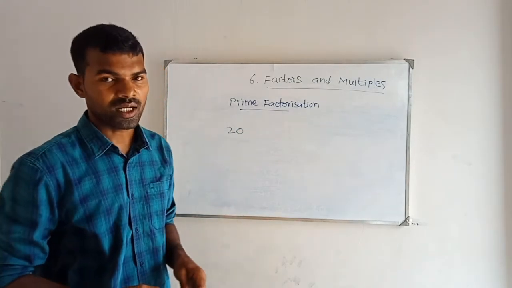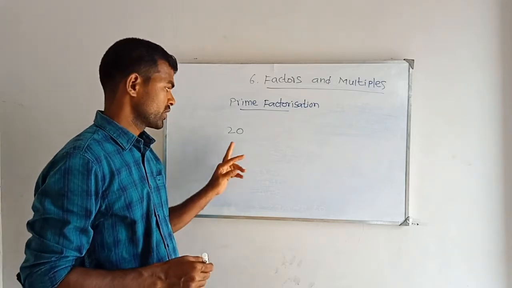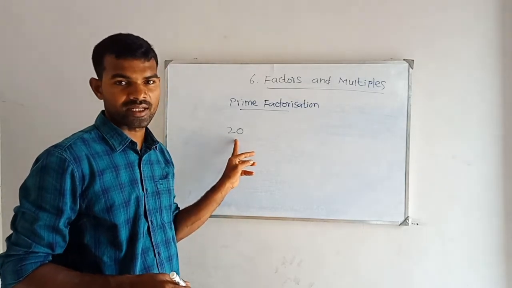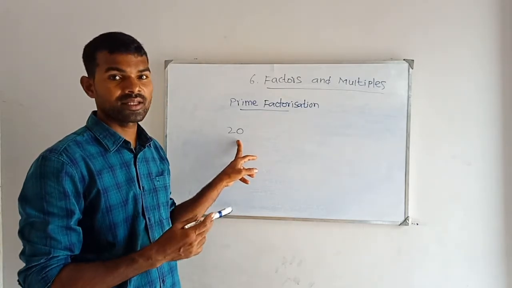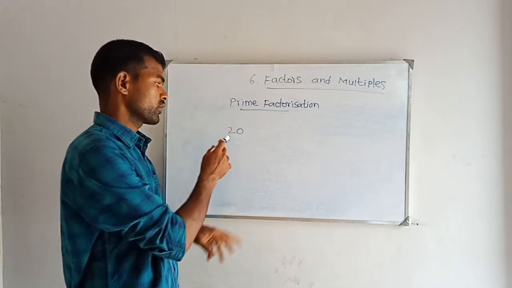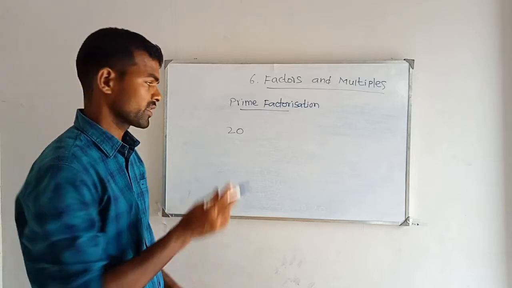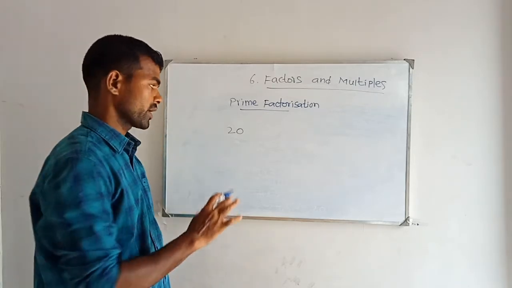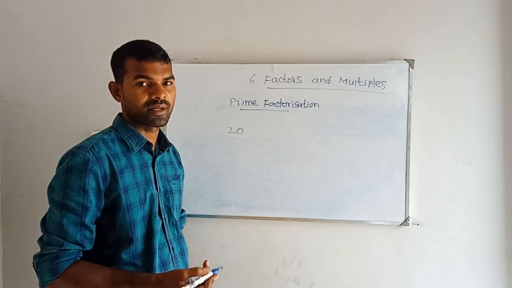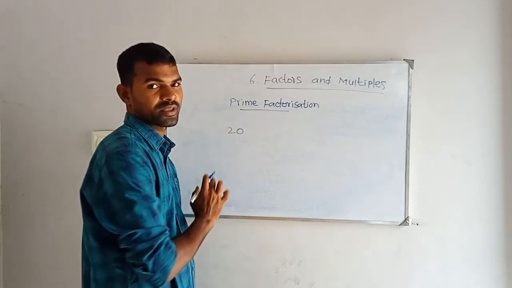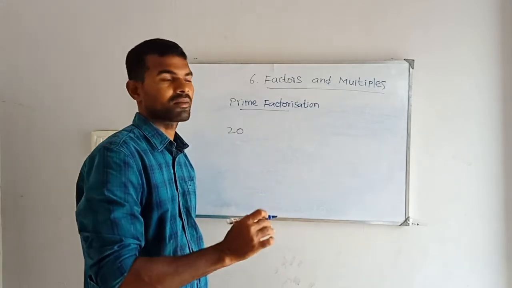Is 20 a prime number or a composite number? It has more than 2 factors. We already solved previously that 20 has 6 factors. So 20 is a composite number. If a composite number comes, we have to write the composite number in terms of prime numbers. We have to convert this composite number like a prime number.